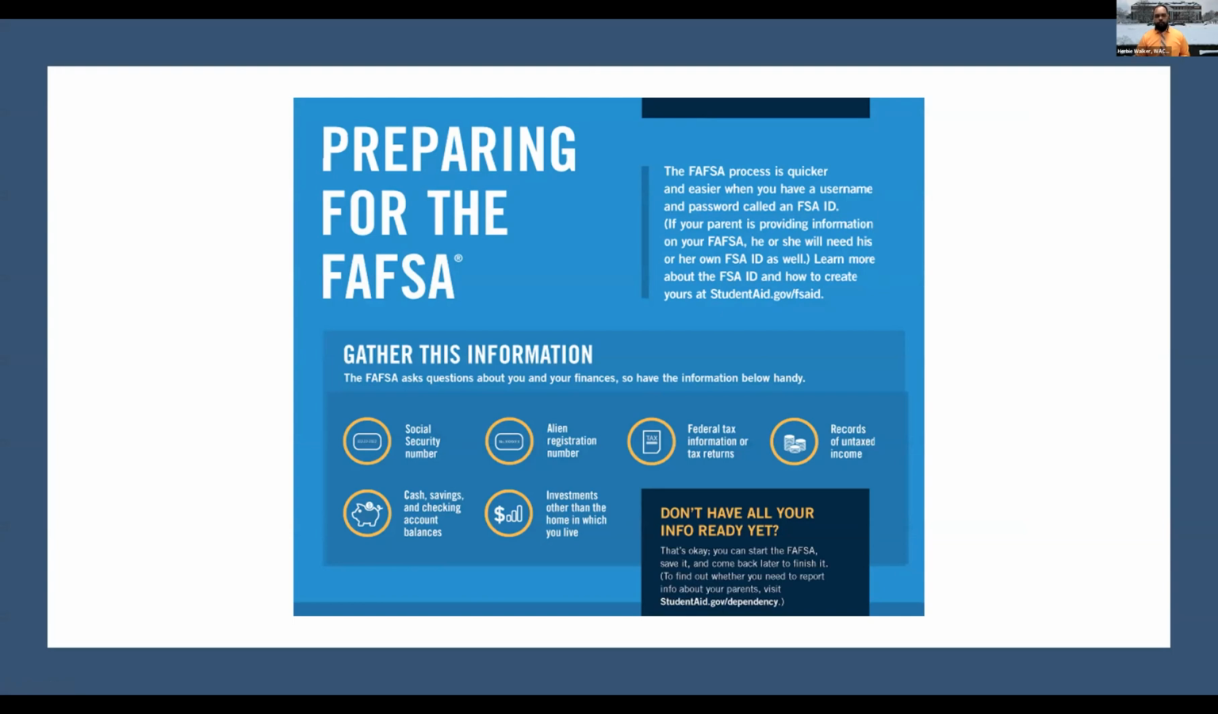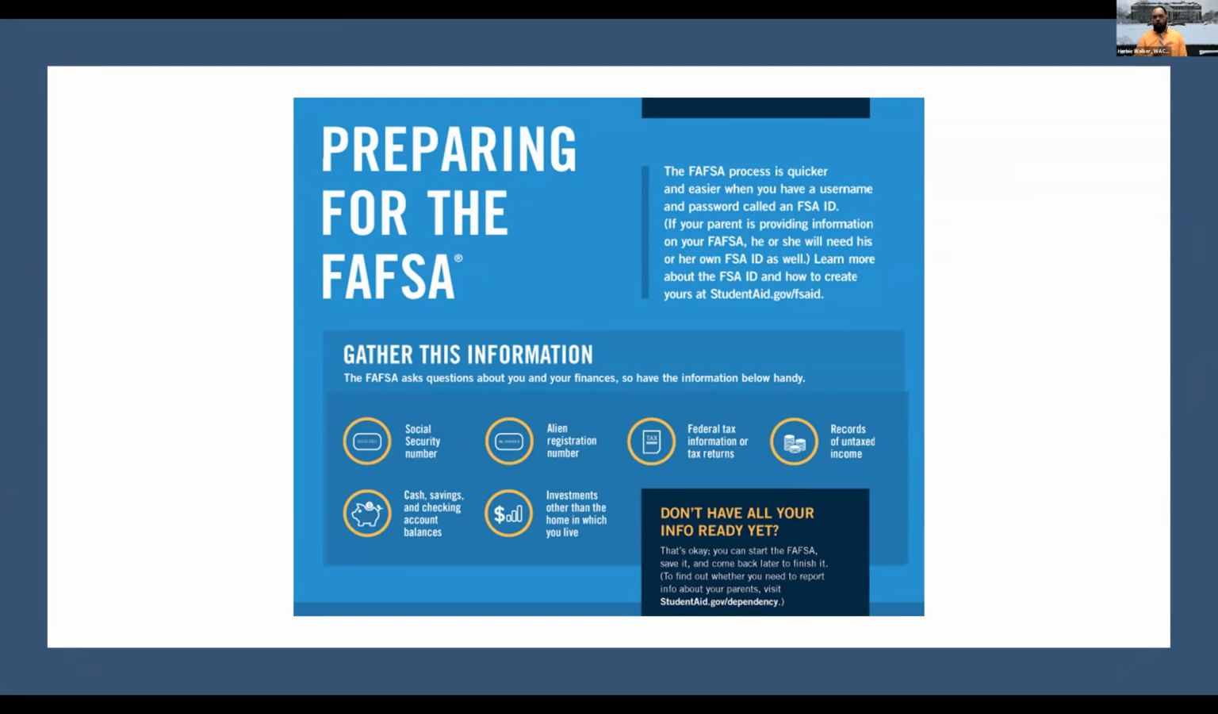going to need some very sensitive information handy: your social security number, your alien registration green card number, if it applies to you. For your parents, they're going to need their federal tax information, any records of untaxed income, cash savings, and account balances. Investments as well. The reason why the FAFSA wants all this information is they want to get a snapshot of where you stand financially. They often use your prior year's tax return to determine your financial need.